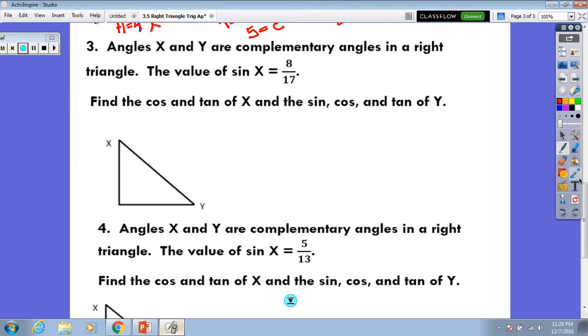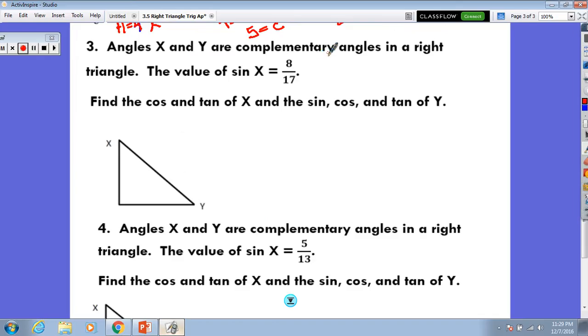Alright, for 3 and 4, they say angles X and Y are complementary angles in a right triangle. The value of the sine of X equals 8 over 17. Find the cosine and the tangent of X, and then find the sine, cosine, and tangent of Y. Okay? Well, we know that the sine of X equals 8 over 17. We also know that sine equals opposite over hypotenuse. That is the SO in the SOHCAHTOA.